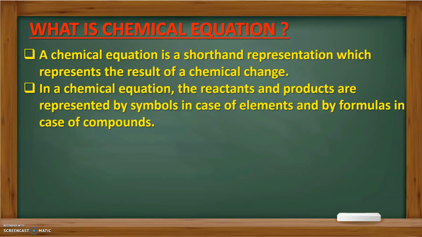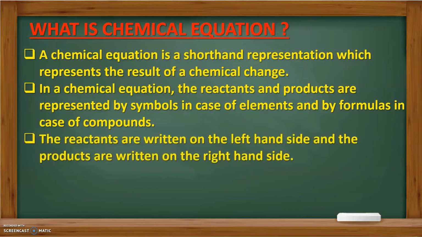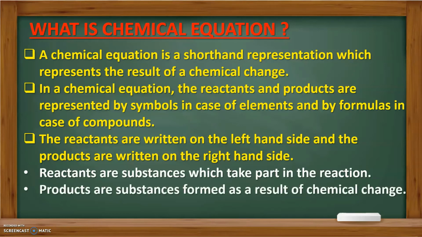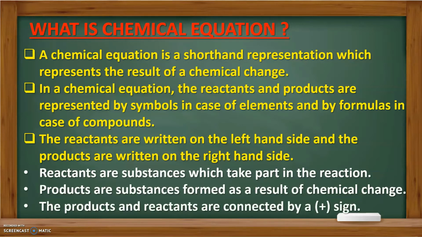The reactants are written on the left hand side and the products are written on the right hand side. The reactants are the substances which take part in the reaction, and the products are the substances formed as a result of the chemical change. In a chemical equation, the products and reactants are connected by a plus sign.